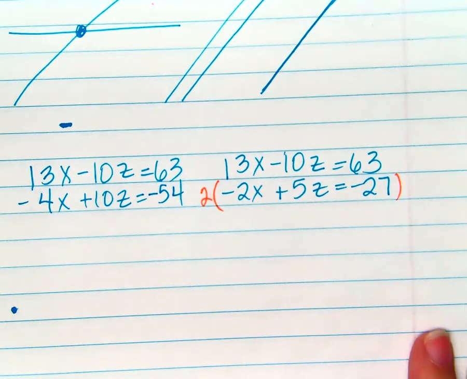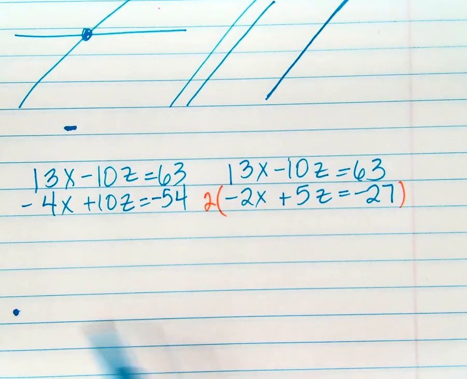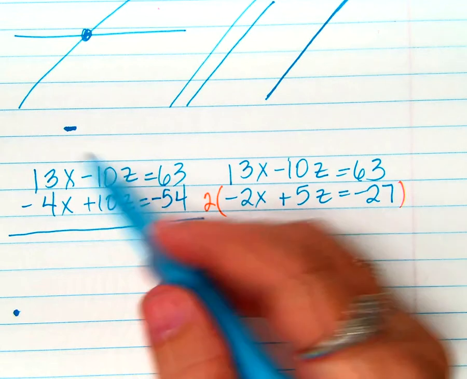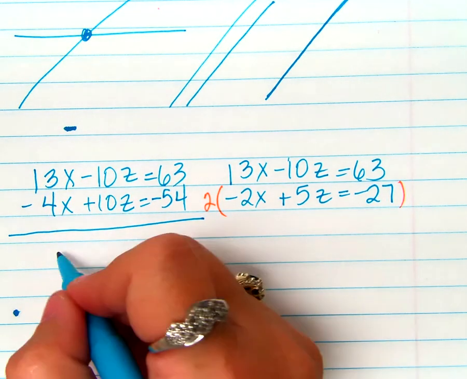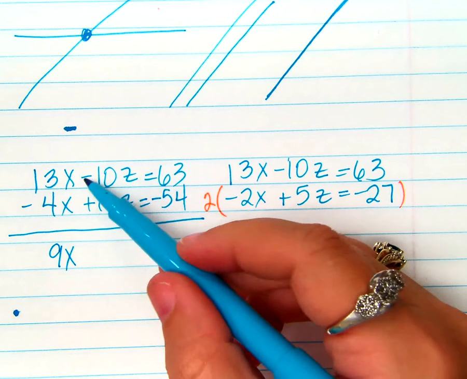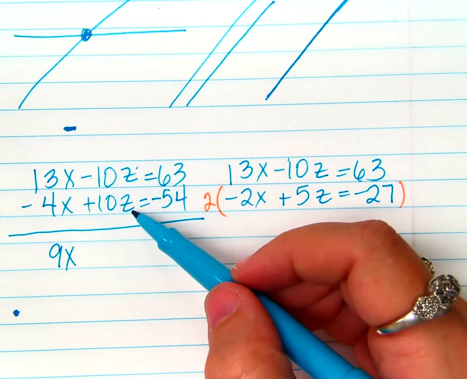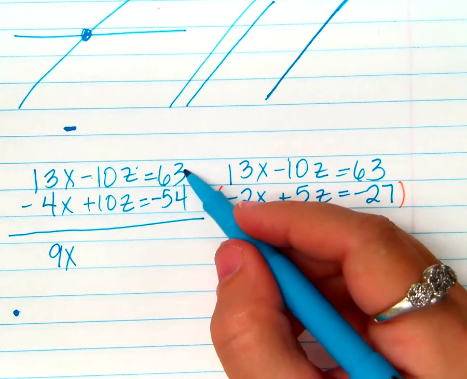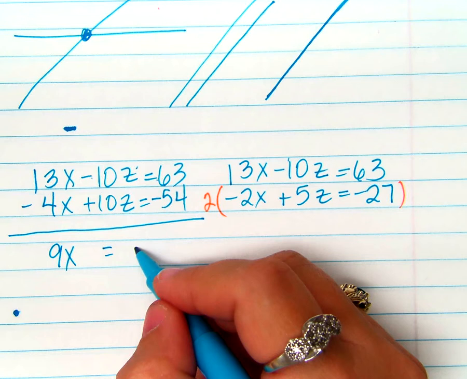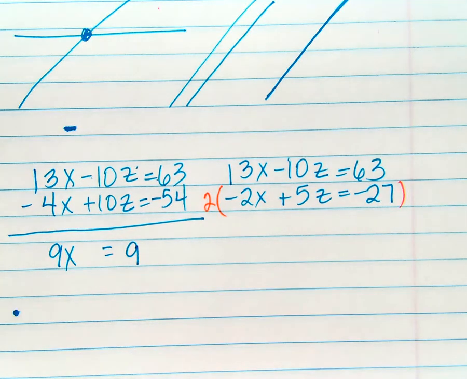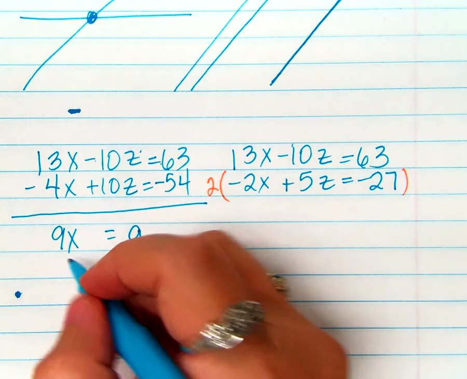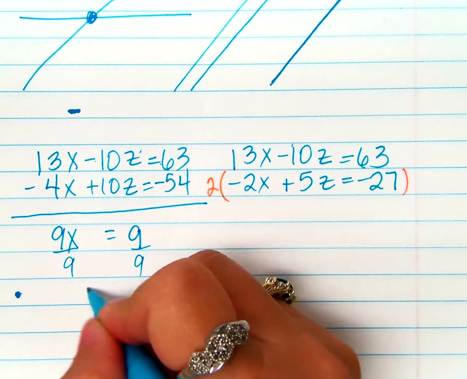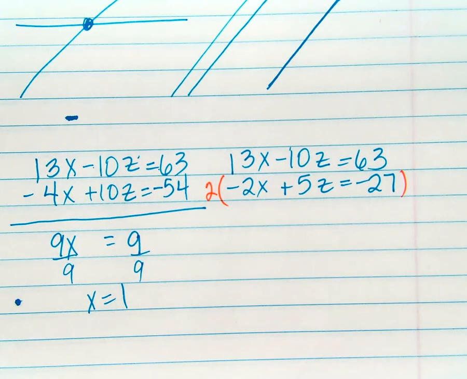What should I do with those two equations now? Just combine them. What's 13x minus 4x? 9x. What's negative 10z plus 10z? 0. What's 63 minus 54? 9. Oh my goodness. All that work to find out that x equals 1?